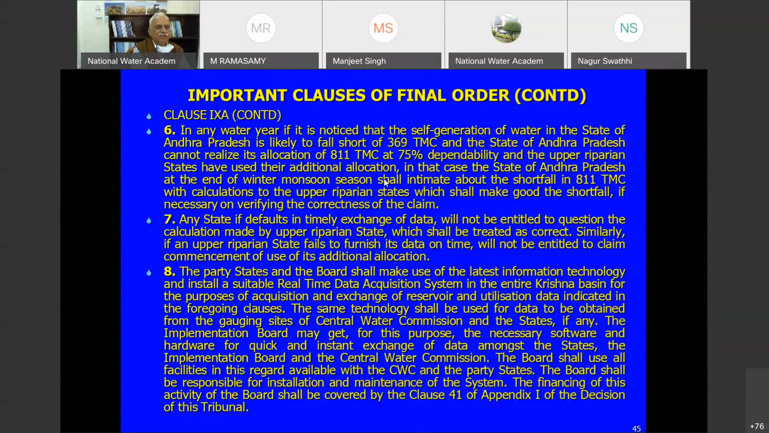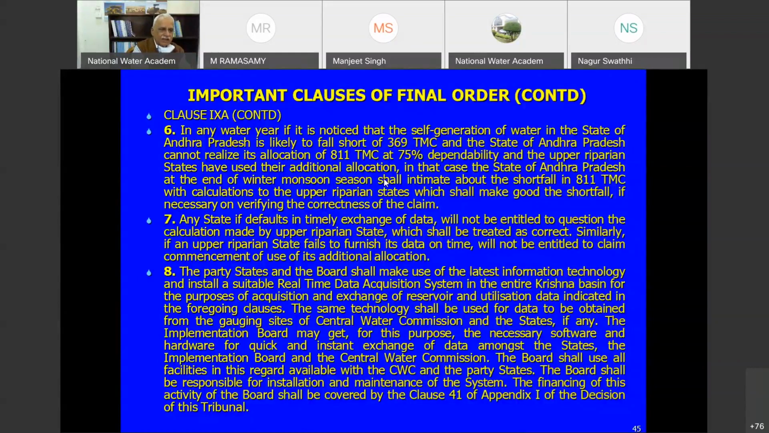A state that defaults in timely exchange of data will not be entitled to question the calculation made by the upper riparian state, which shall be treated as correct. Similarly, if an upper riparian state fails to furnish its data on time, it will not be entitled to claim commencement of use of its additional allocation.